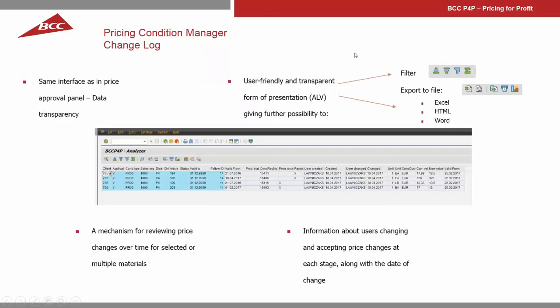In the case of process logs, the layout corresponds to the approval panel. So we have a friendly graphical form available along with the standard ALV grid functions. We can functionally receive information about users changing and accepting prices, reviewing a particular scenario, or looking at how the price of a material changed, for example, over the last year.